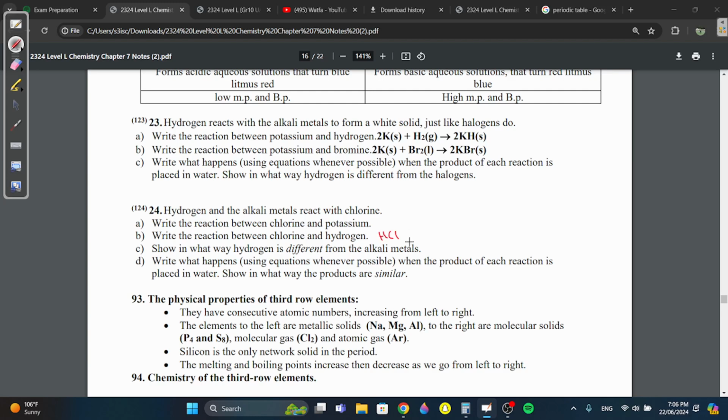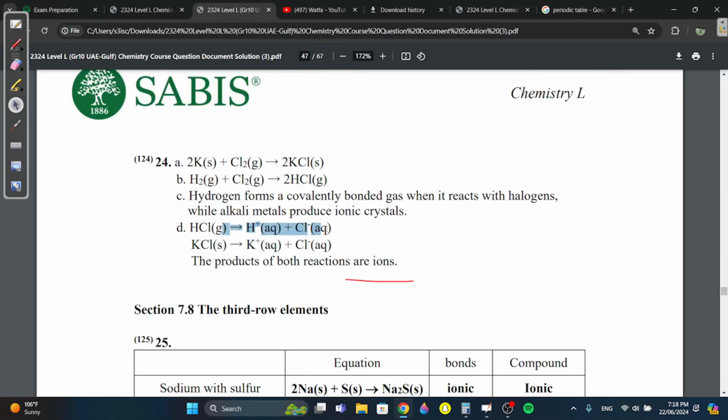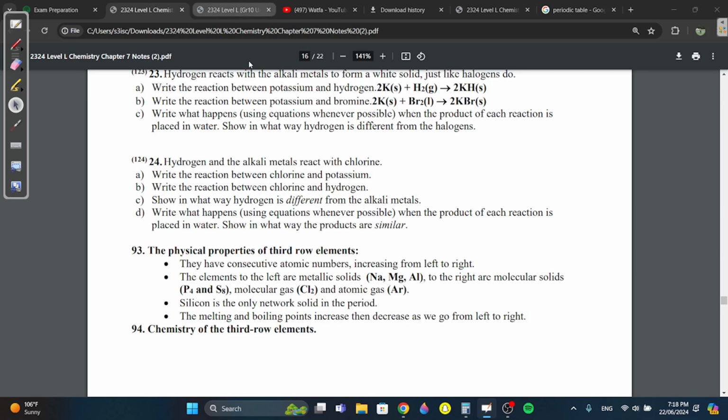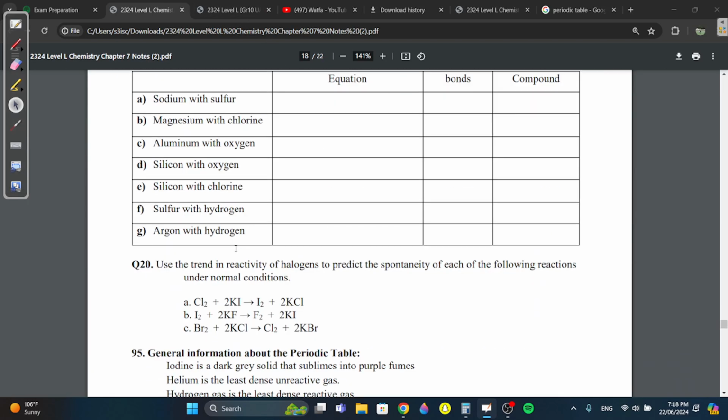Then the last one here, HCl plus H2O, it will also dissociate because it's an acid, right? We said acids, remember, acids dissociate to form conductive solutions and ions. They're the only exception for the covalently bonded. What dissolves and dissociates in water? Always ionic compounds and acids. Acids are the only covalently bonded exceptions. And then they said, how are they similar? Obviously, since they both form ions, then they're going to be similar. So, yeah, I guess that's it. We're almost done.